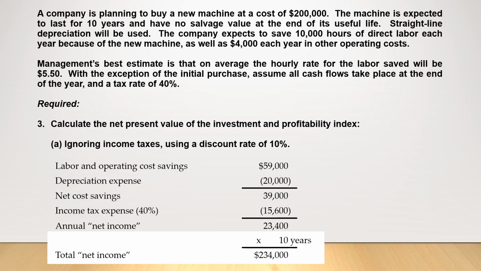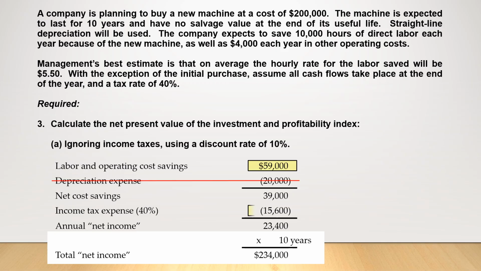We need to take our future cash flows and multiply them by the appropriate present value factor to determine their values as of right now. We know we're going to save $59,000 in cash every year. What about depreciation? Depreciation is a non-cash expense. It doesn't represent a future cash outflow, so we don't include it.